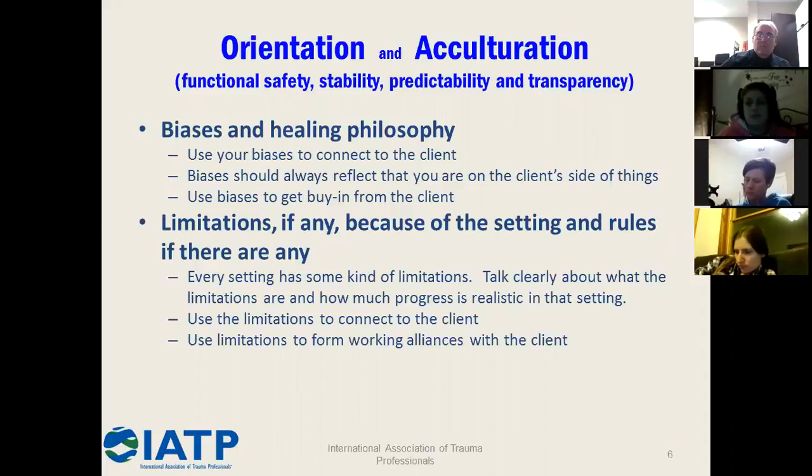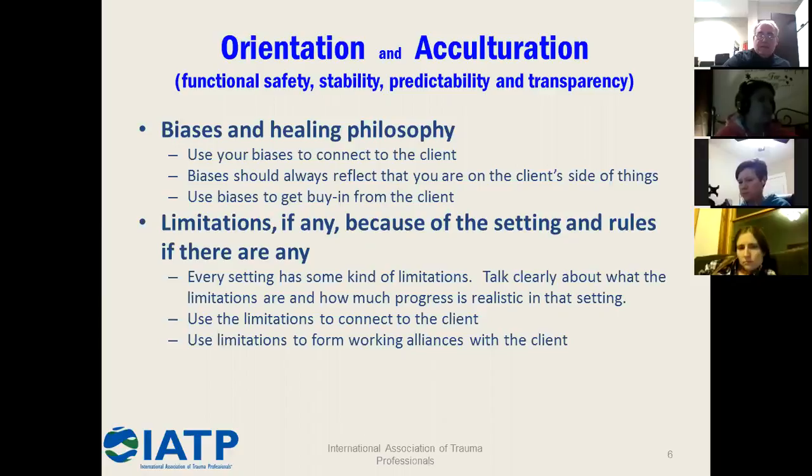Then as you're talking about that limitation, we have to look at how much we can actually accomplish in that time and what that might look like. That becomes part of engaging the client around the limitation itself. And you want to use your limitations to form working alliances with the client. So that's that piece. Want me to talk about any of those more, or are we good to go to the next slide?